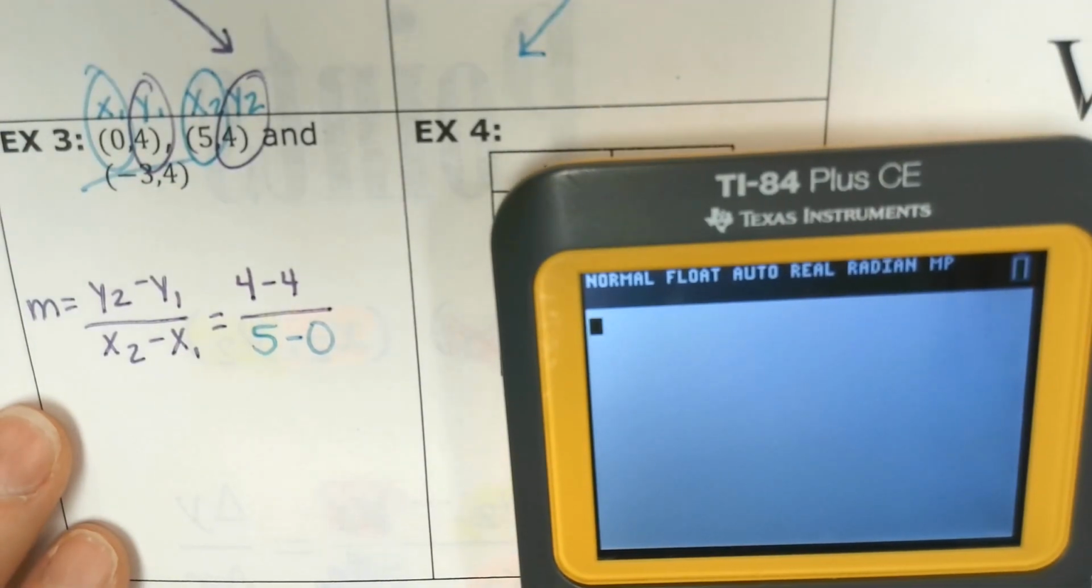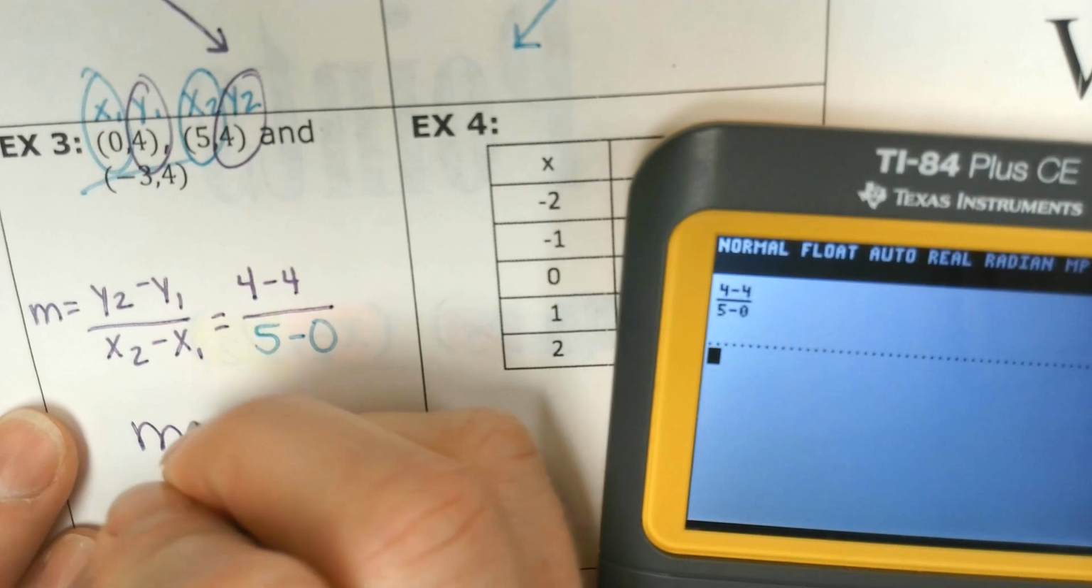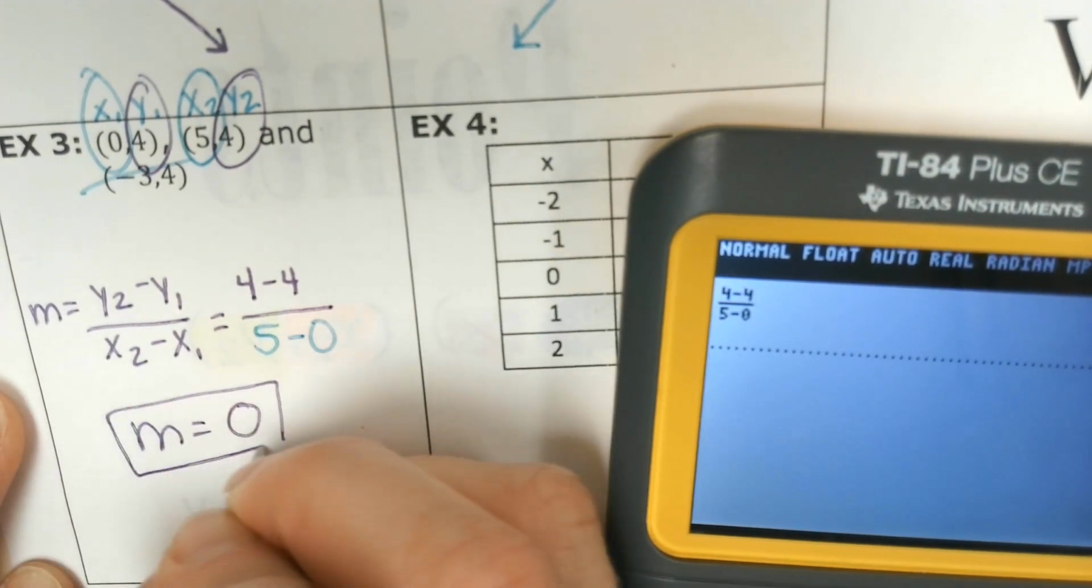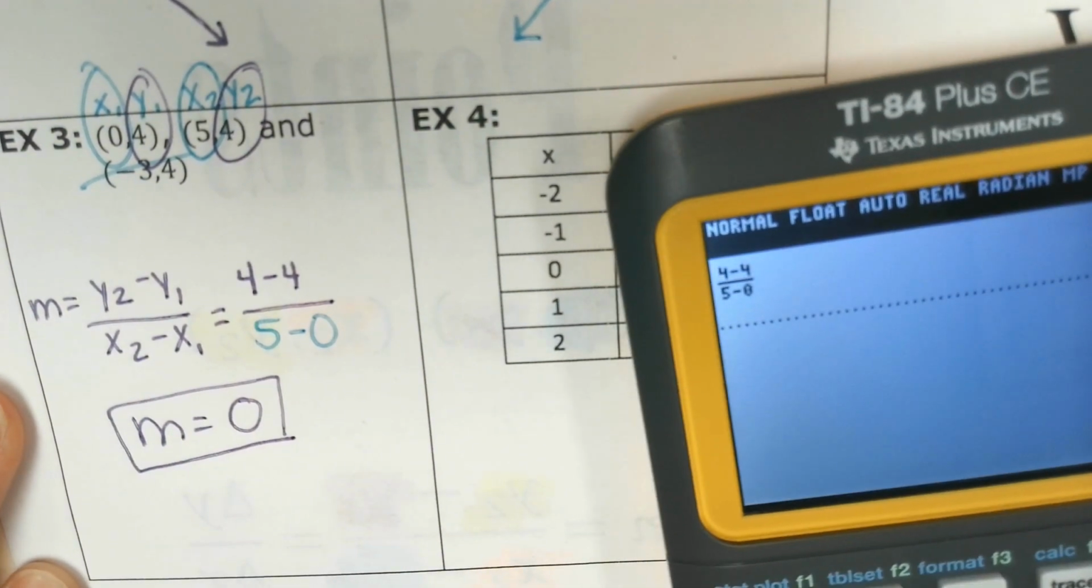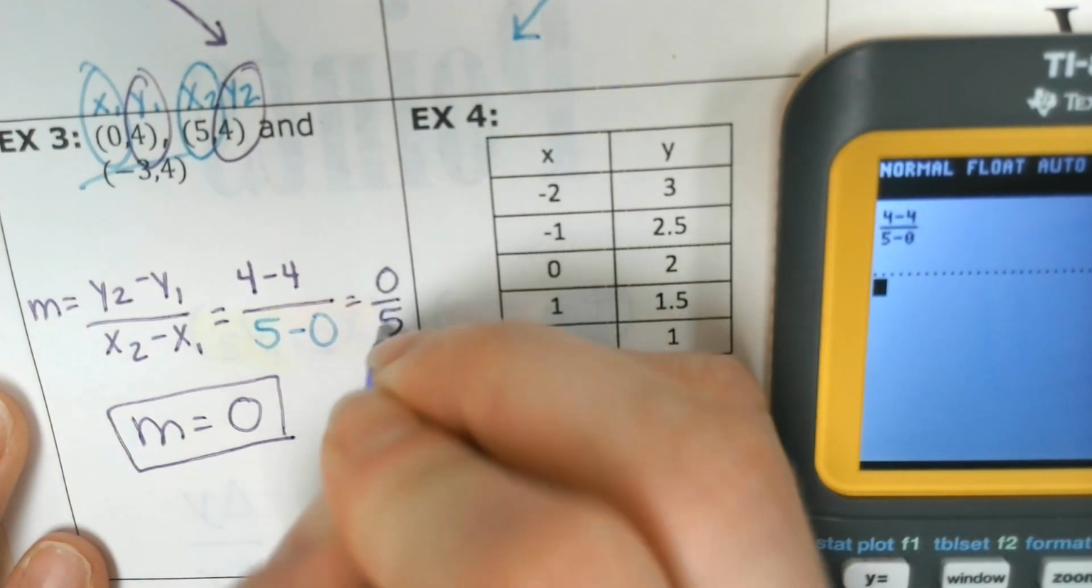What do you notice about the top? What's going to happen? It's going to be 0, yeah. So let's just put it in just to see what it does. 4 minus 4 over 5 minus 0. Remember, alpha y equals, to get that fraction, it equals 0. So if you were doing this by hand, you would get 0 over 5.